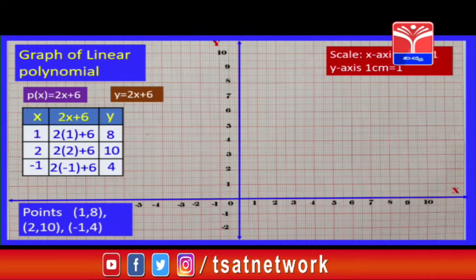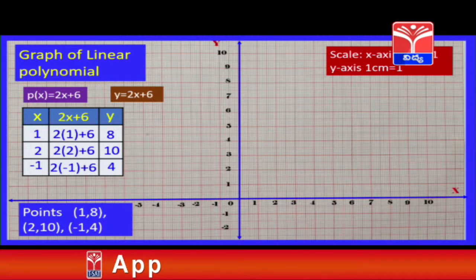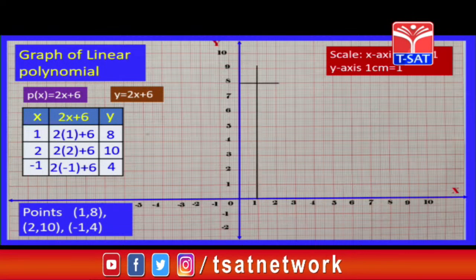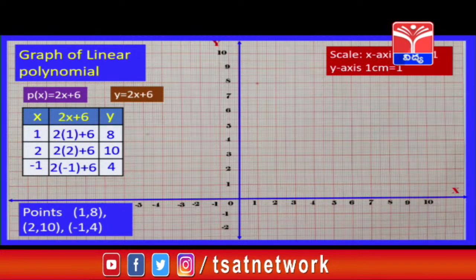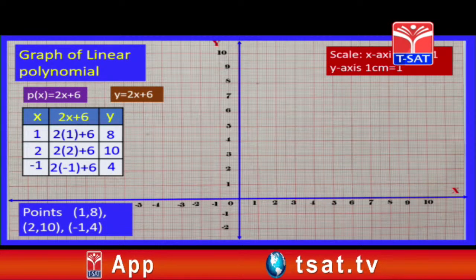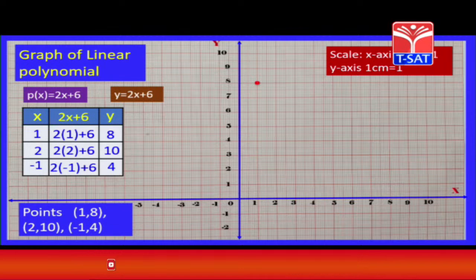Now try to plot the points. First one, 1 comma 8. We should consider 1 on the x-axis, 8 on the y-axis. The intersection of these is 1 comma 8. Now observe this point where it is located. So there it is. Okay, like that, plot the second point, 2 comma 10.